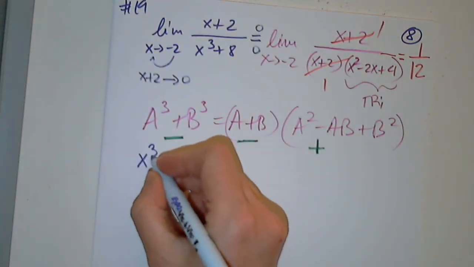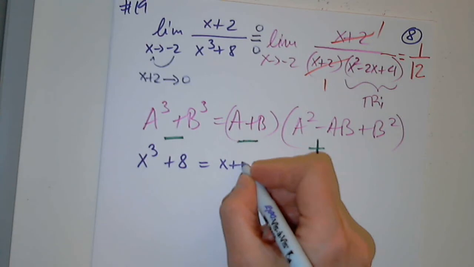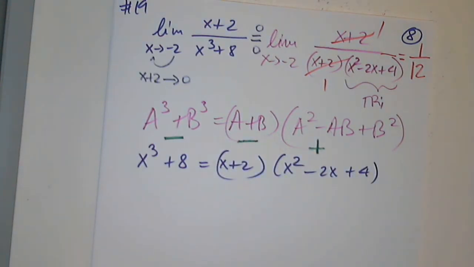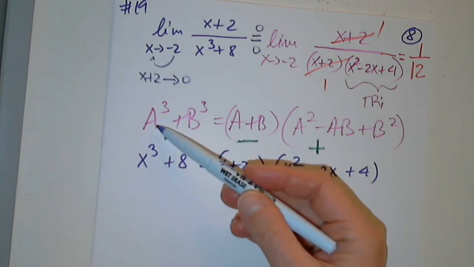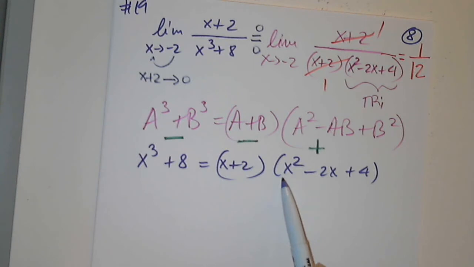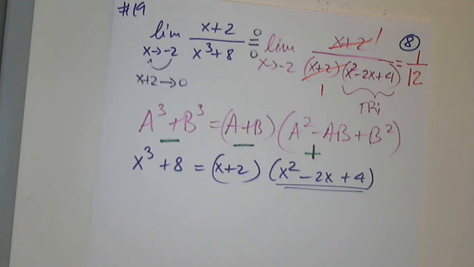Yes. So x cubed plus 8 will be x plus 2 times x squared minus 2x plus 4, because x cubed is x cubed and 2 cubed is 8. So this follows the pattern: the first term squared minus the product of the two, plus the second term squared. Is this okay? Okay, perfect.